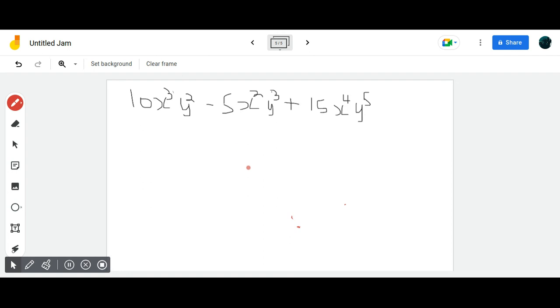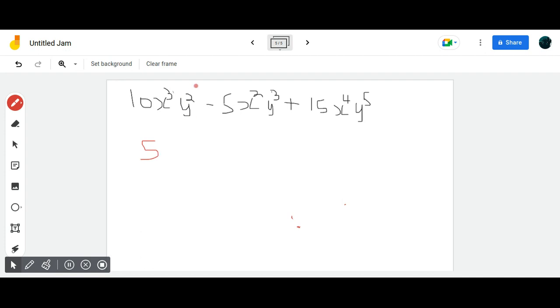So they are not the same, hence we can't add them or subtract them. But what we can do is factorize. Now, in identifying the highest common factor, we realize that 5 can go into all three terms that are present. And because x and y is common to all three terms, our highest common factor is going to be 5.